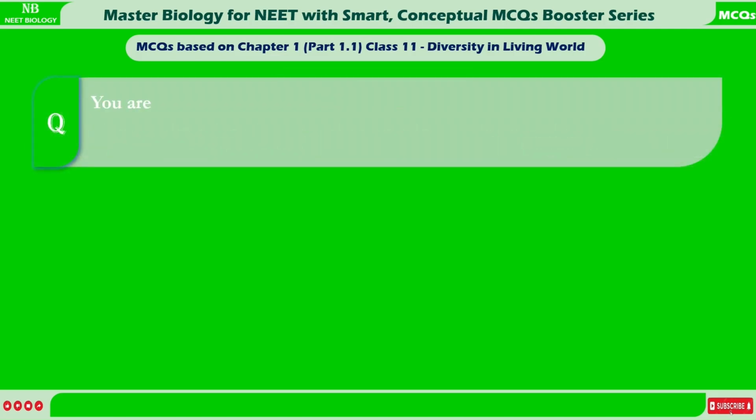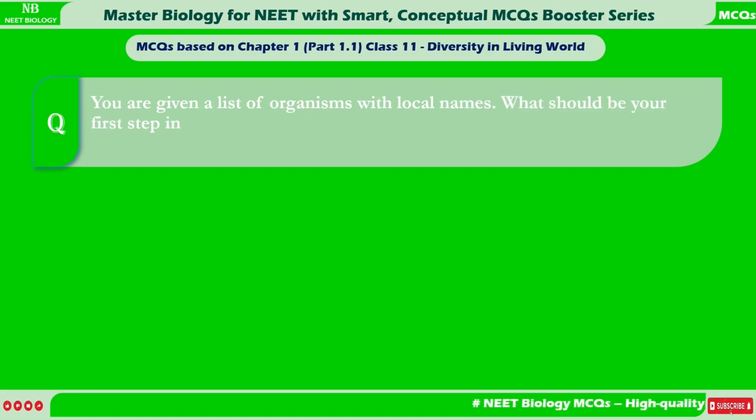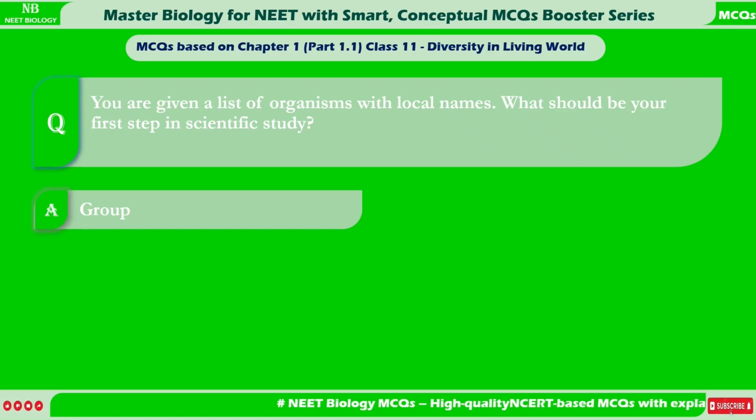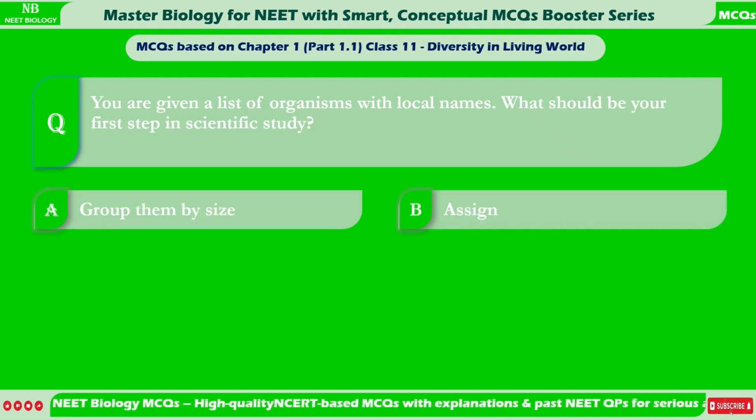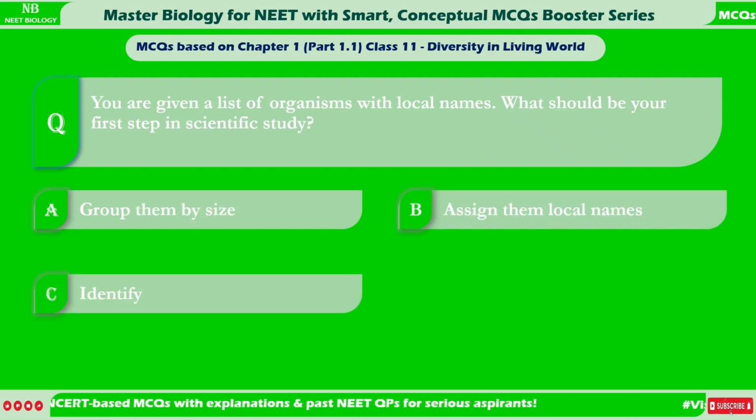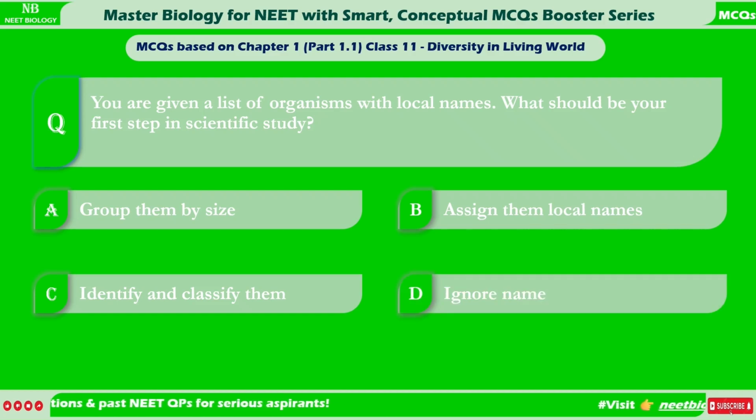You are given a list of organisms with local names. What should be your first step in scientific study? A. Group them by size. B. Assign them local names. C. Identify and classify them. D. Ignore name differences.